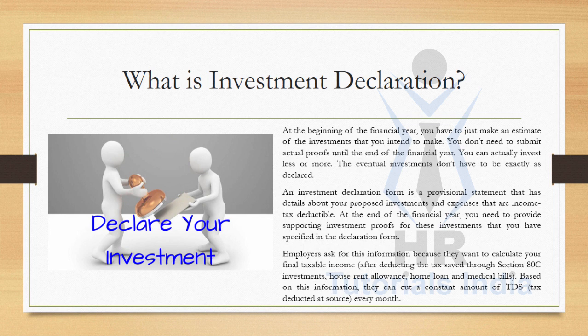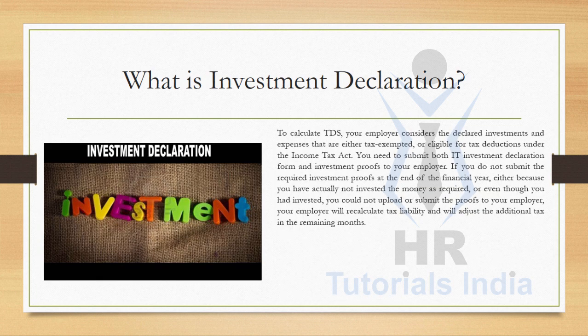And based on this information, the employer deducts the tax, that is tax deducted at source, every month and pays it to the income tax department as per the income tax slabs for a specific person as per his or her salary per annum. To calculate TDS, your employer considers declared investments and expenses that are either tax exempted or eligible for tax deductions under the Income Tax Act.